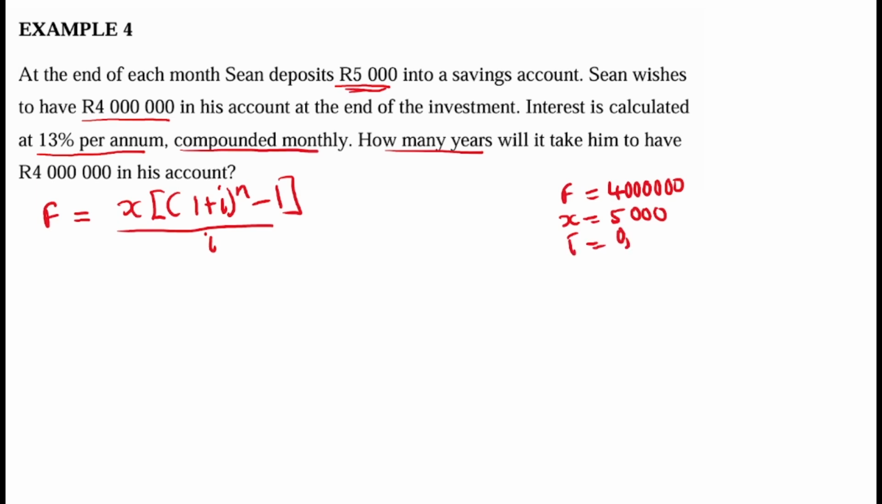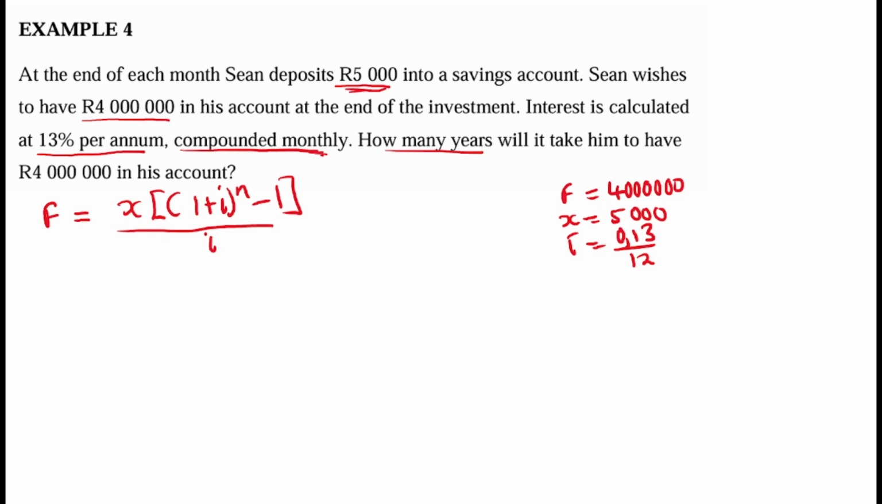So i is 0.13. How do we get the decimal? Just say 13 divided by 100, then divided by 12. If you want to use it as a percent, you can say 13% divided by 12. We're dividing by 12 because it's compounded monthly. So now this becomes the monthly rate.